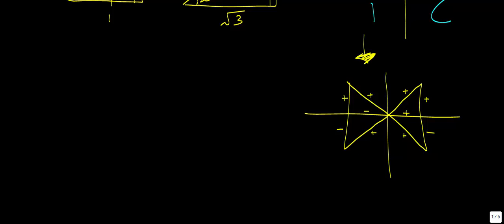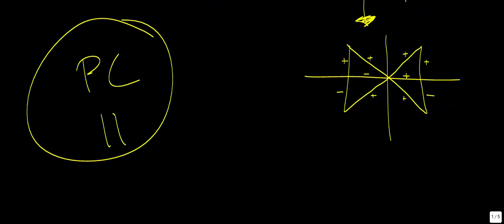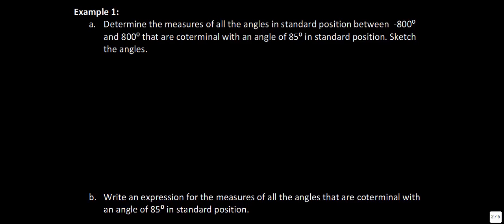Okay, so that was super quick, but those are the concepts that we covered in Pre-Calc 11. If you have a good beat on this, then we should be ready to go. Example 1 states, determine the measures of all the angles in standard position between negative 800 degrees and 800 degrees that are coterminal with an angle of 85 degrees in standard position. And then finally they want us to sketch the angles.